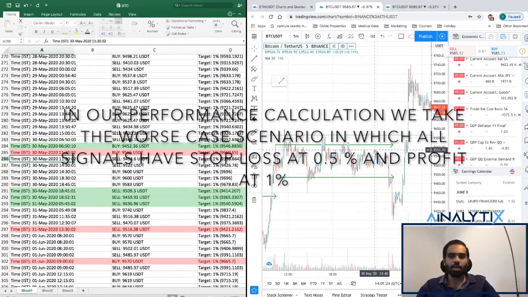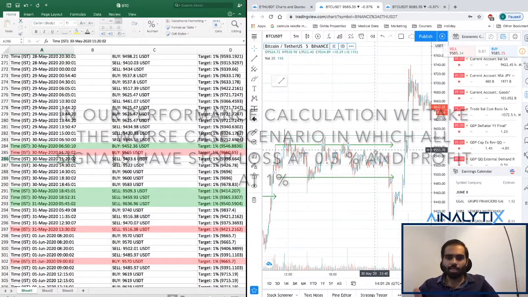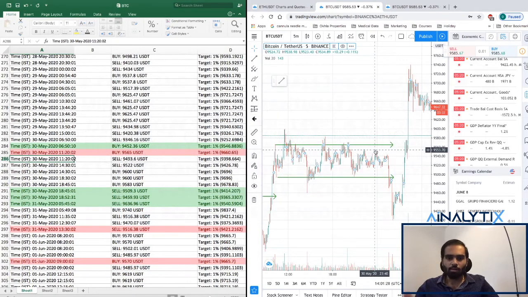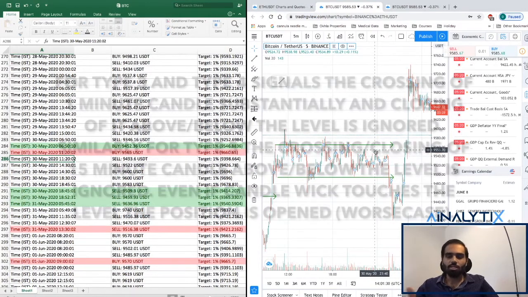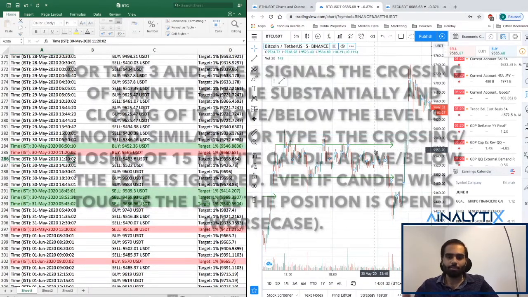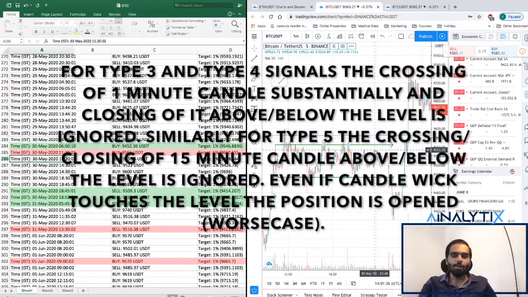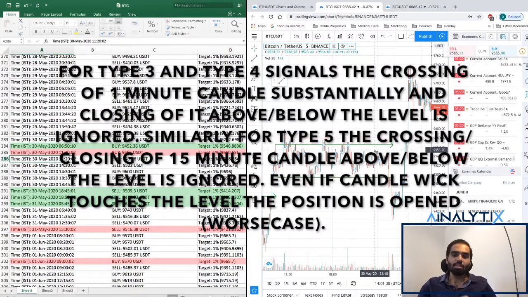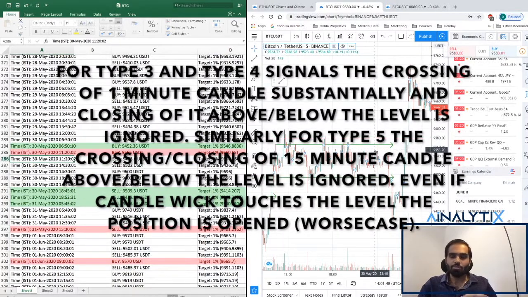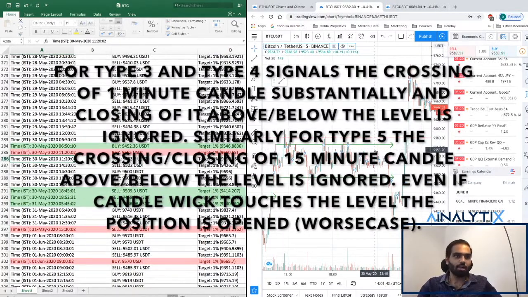The worst case scenario is that the 1% candle doesn't even close below the level. The other is that all the signals are traded at 1% and 0.5%, because we're using the worst case scenario. So whatever results you see here, those are the results after we consider the worst case scenario. Whatever returns we generated are on a worst case scenario.